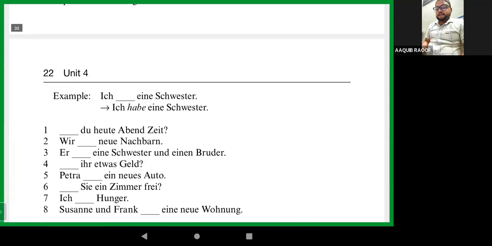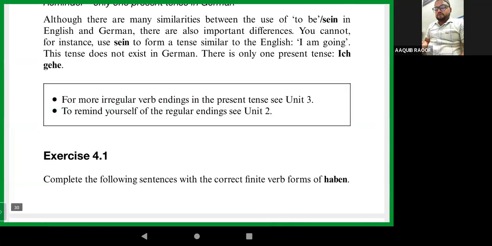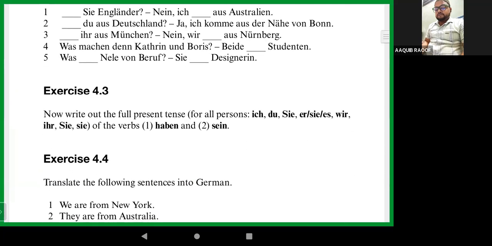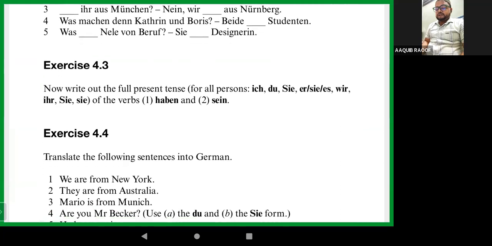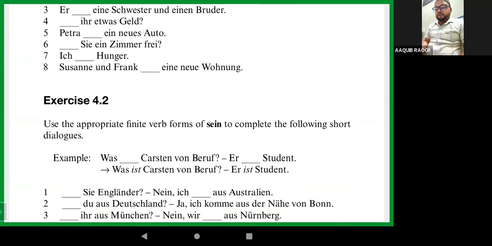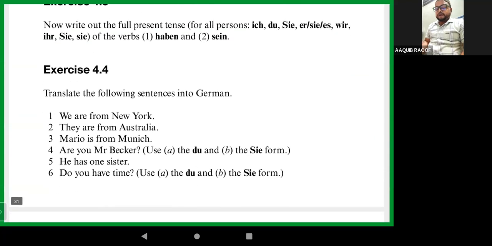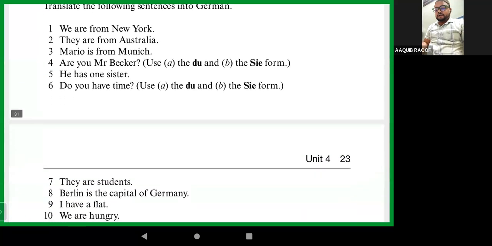So the exercises above, what we have studied above, haben and sein, you will check all these sentences, and based on these sentences you will use these verbs in these exercises. Now write out the full present tense for all persons. Ich, du, sie. No, just do one thing. So skip this 4.3. We will discuss it in the next class. You will do only 4.1, 4.2, and 4.4. Translate the following sentences into German. Just translate by yourself. After translating, you can check via Google, but don't correct it. Just leave it as it is. We will discuss these three exercises in the next class, and then we will go further.